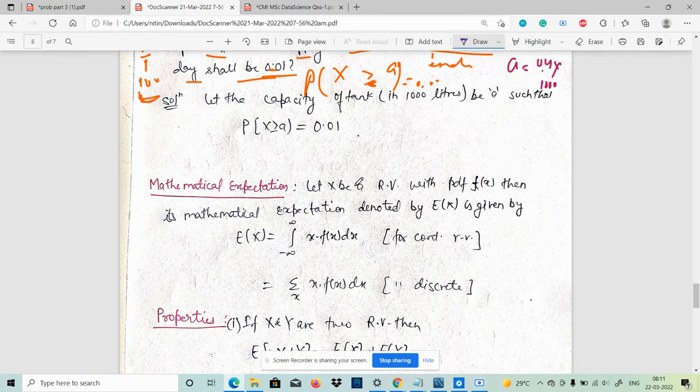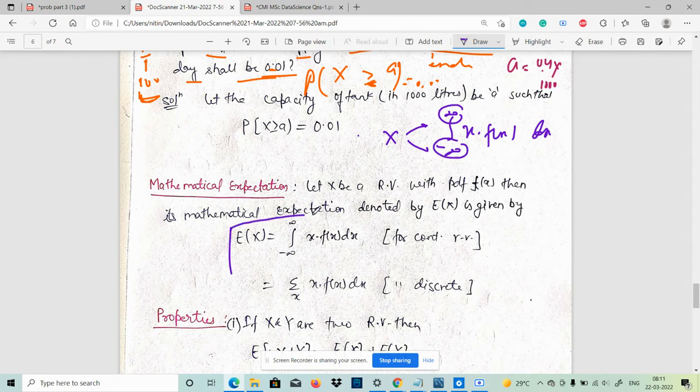Okay, so I was telling you about mathematical expectation. If you want to find the mathematical expectation of any random variable x, x can be discrete or continuous. If x is a continuous random variable, the mathematical expectation is nothing but the integral of x times f(x) dx, integrated from minus infinity to infinity.